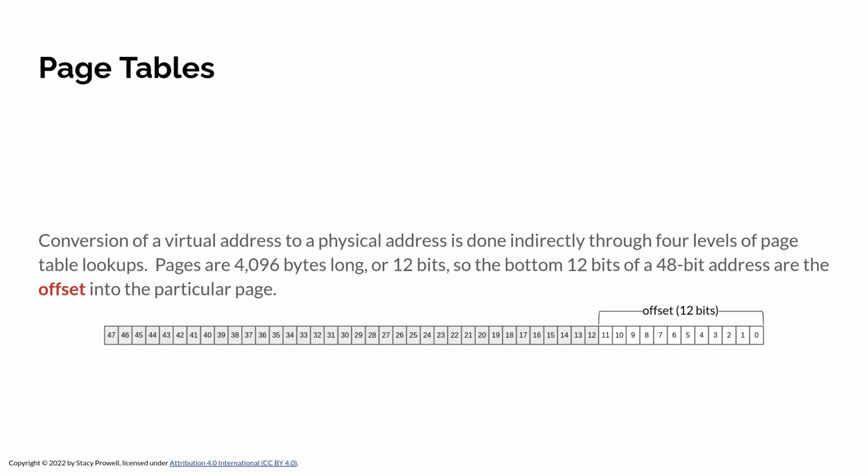2 to the 12th is 4K. 2 to the 10th is 1024, 2048, 4096, so that's 2 to the 12th. So the bottom 12 bits of the 48-bit address are the offset into a particular page, which means those other bits, from bit 12 up to bit 47, must somehow select a page.